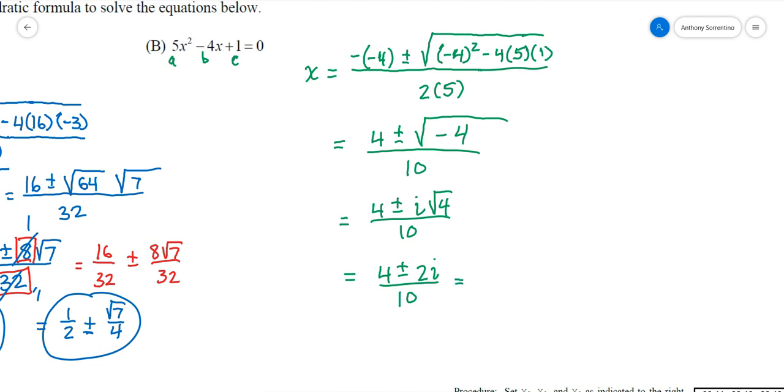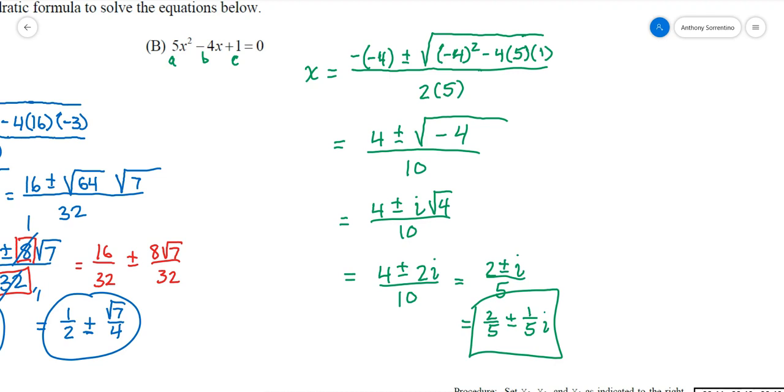I could either write this as 2 plus or minus i over 5, everything divided by 2. Or I could say this equals 2/5 plus or minus 1/5 i. And then I can separate them into two separate answers if I want to, but generally this would be the solution to that equation. So a non-real result.